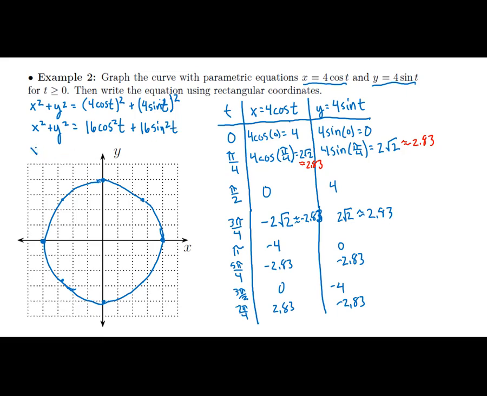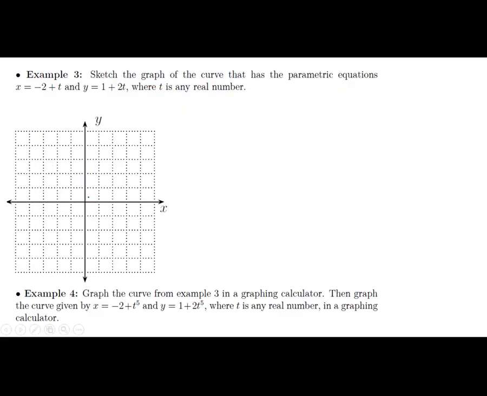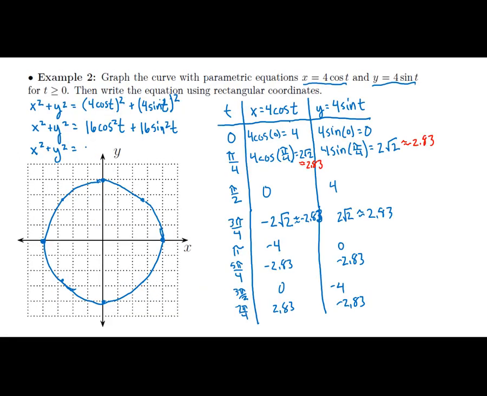But if I factor out a 16, we get 16 times cosine squared t plus sine squared t. And of course I know that cosine squared plus sine squared is always going to equal 1. So that leaves me with just the equation x squared plus y squared is equal to 1.